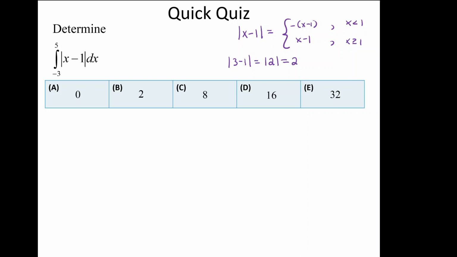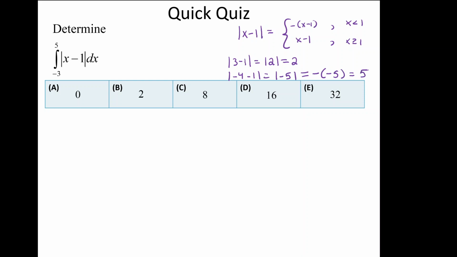What if we choose a different x value? What if we choose negative 4? So negative 4 minus 1. The absolute value of negative 5. I cannot just drop the absolute value sign. I have to multiply by negative 1, negative 5, in order to make it positive.